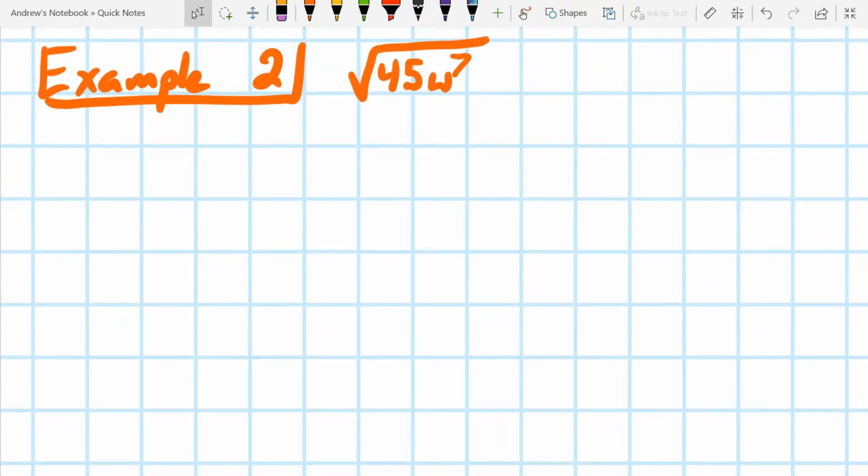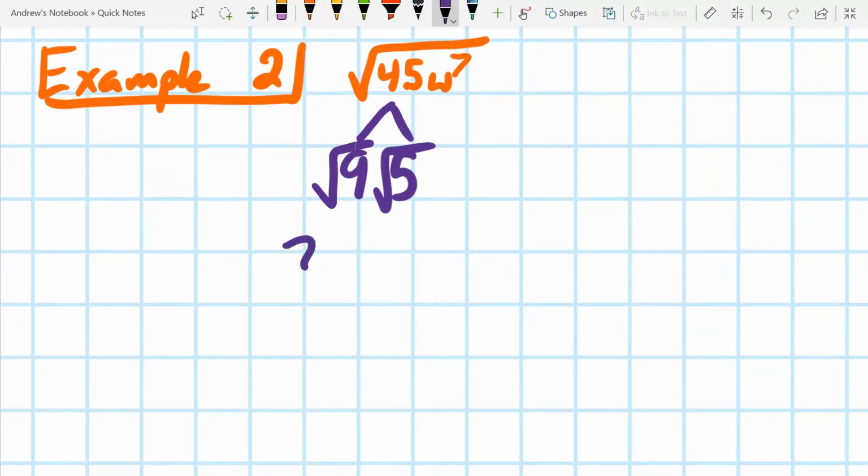In our second example, we have square root of 45, w to the 7th. Now, 45, if I square rooted it, it doesn't come out nicely, but I can split it into something that does. Well, I've got 9 times 5. The square root of 9 and the square root of 5, I can do those. So I'm splitting that apart and square rooting the factors separately.